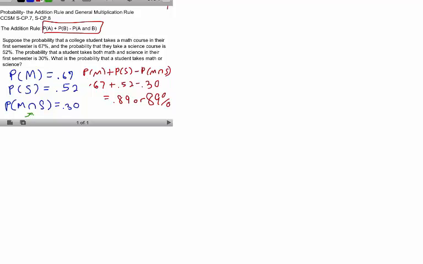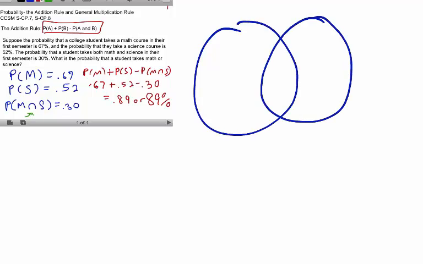We can also solve addition rule problems using a Venn diagram, when we are looking at the probabilities A and B, or probabilities A, B, and C. In this case, we have the probability of math and the probability of science. We know that the probability that a student takes math is 67%. The probability that a student takes science in their first semester is 52%. And the probability of the student taking both math and science is 30%.